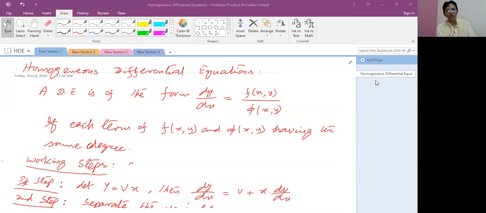A differential equation is of the form dy over dx equals f of x,y divided by phi of x,y if each term of f of x,y and phi of x,y has the same degree. So there are working steps.